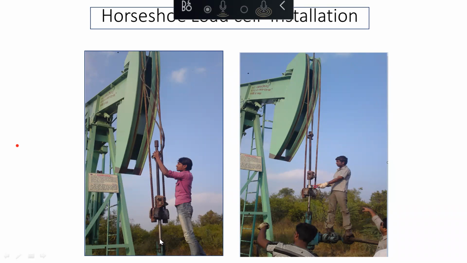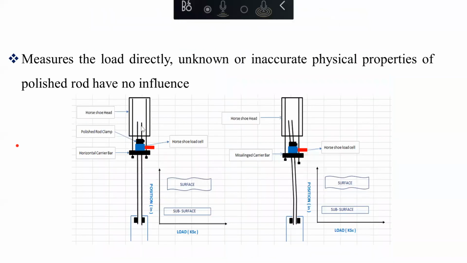You will clamp one here, so when it goes downward, on the downstroke, your polish rod will be hanging by your clamp. So when it hangs, this carrier bar will move downwards. There will be a space between your other polish rod clamp and your carrier bar. Inside that, you are going to put your load cell, and the load cell will measure the load directly.